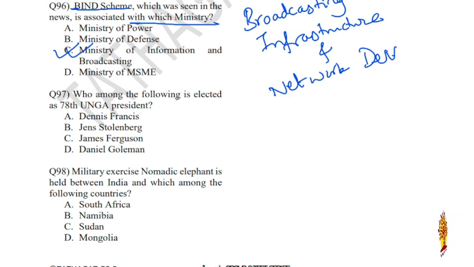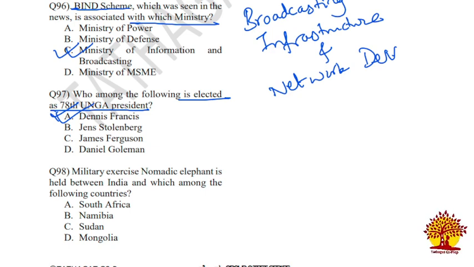Next, who among the following is elected as the 78th UNGA President? United Nations General Assembly President has been elected Dennis Francis. Dennis Francis has been elected as the President of United Nations General Assembly. He is from Trinidad and Tobago, Caribbean island.